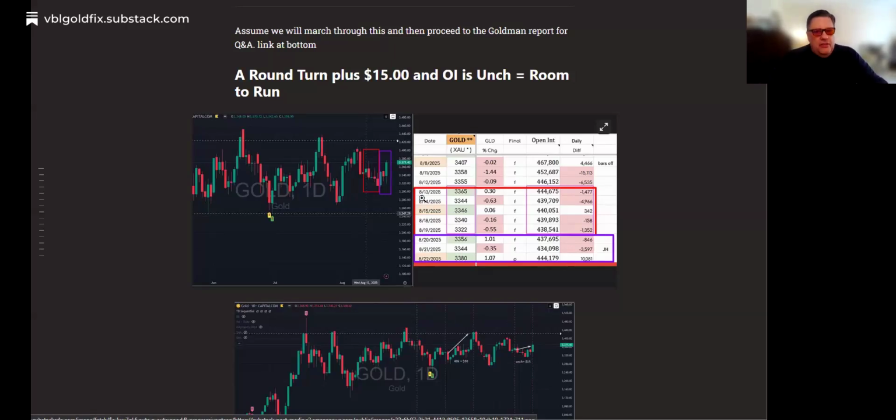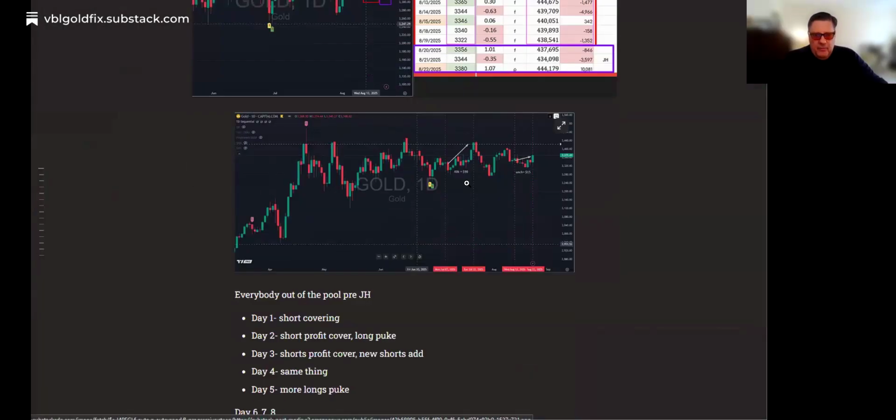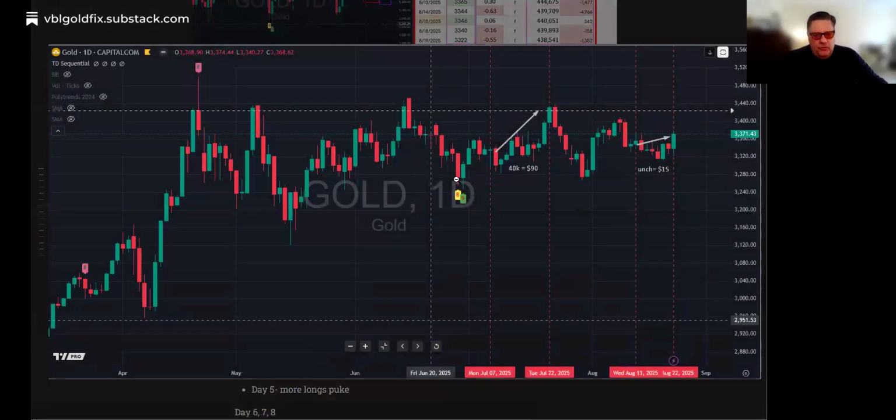So first thing that jumps out at me is on this move from here to here, we're $15 higher, and open interest is essentially unchanged. I think I drew that. All right. So building out on that a little bit, just to give you some ideas, not trying to bias you, but here's what just happened. Open interest is essentially unchanged, and the market is about $15 higher.